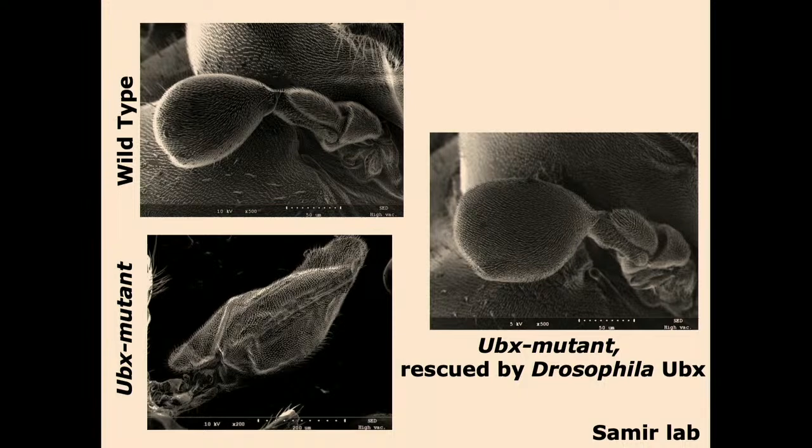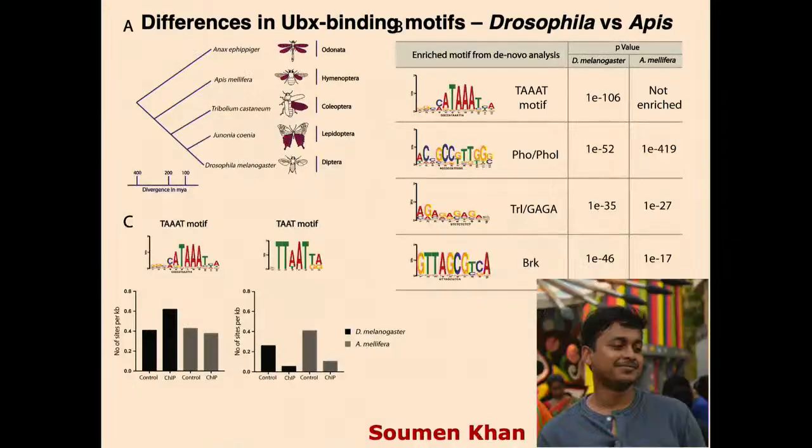If you remove UBX, you get a wing-like structure in the third thoracic segment. Now, if you put in an exogenous UBX, you can suppress the loss of function of UBX. This is called a complementation experiment. It can be done in yeast, in bacteria, everywhere. If you put Drosophila UBX back through an exogenous system, you can see the normal halter is back. That just shows the experiment works, because what is lost is Drosophila UBX and what you have put back is also Drosophila UBX, although through a transgenic system.